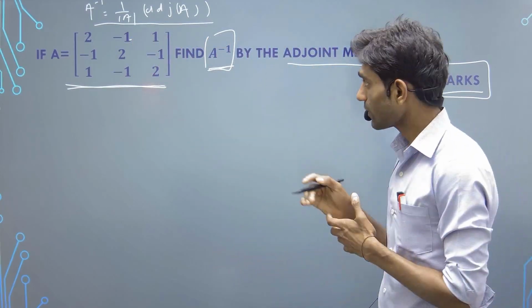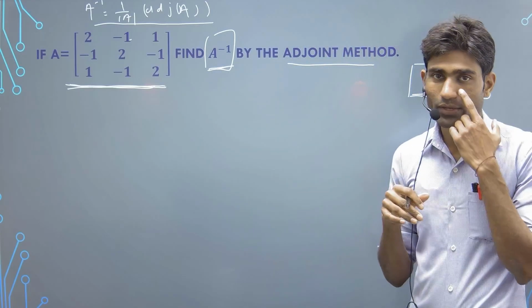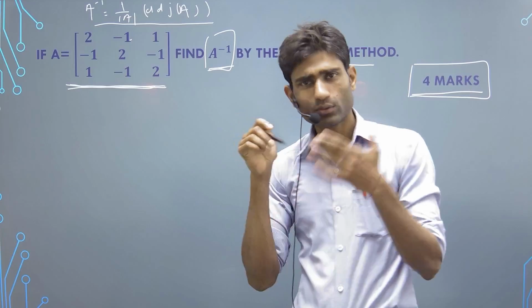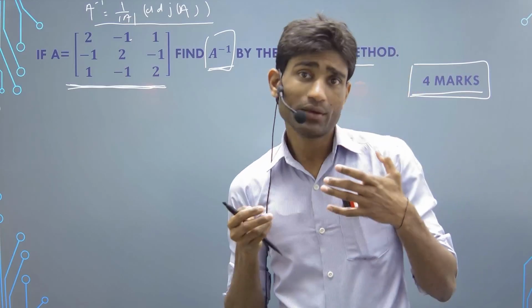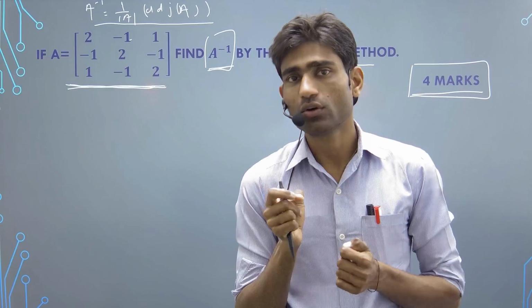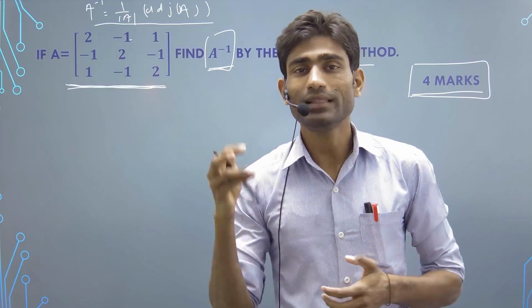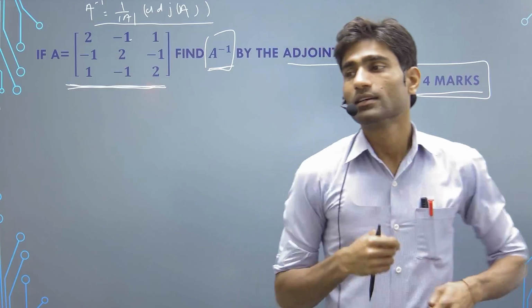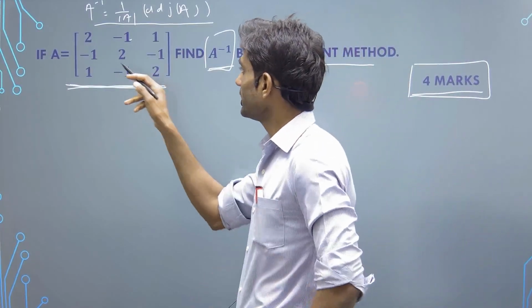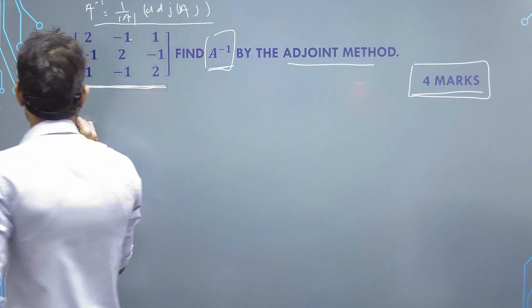So matrix A is here, and using that we have to find A inverse. We want the adjoint of A, so first of all we have to find the determinant of the matrix. Once the determinant is non-zero, the matrix is invertible, and only then can we say the inverse of the matrix exists. So let's find the determinant of A.